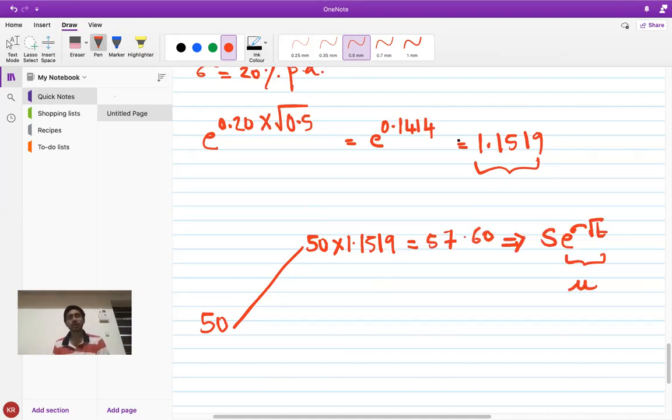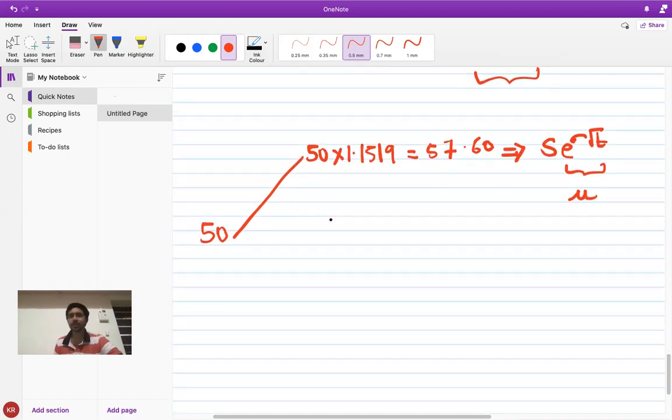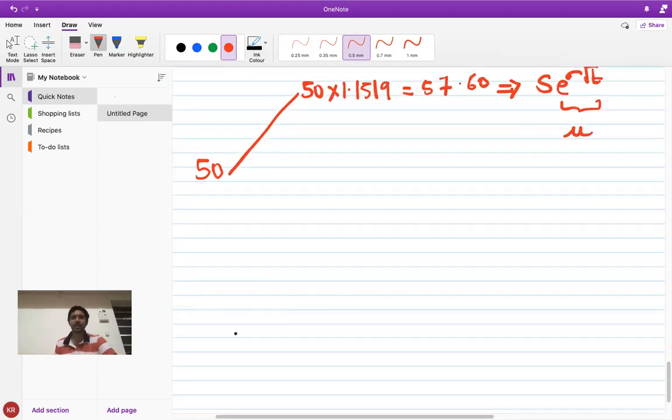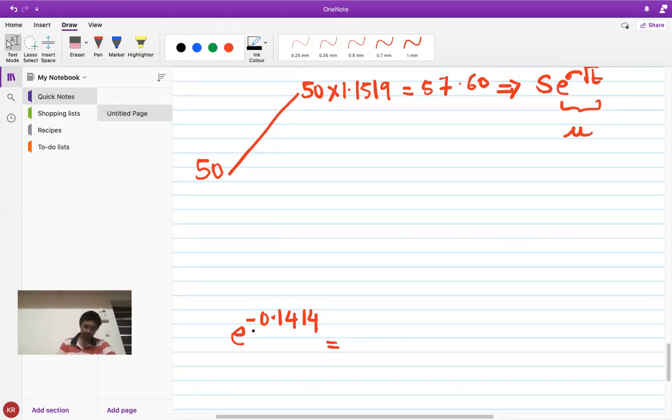Similarly, we can also have a fall in share price of 14.14%. Okay, fine, I'll do it at the bottom side. It could also be e power minus 0.1414, where I'm saying that the share price can fall by 14.14%. And if you do the e power x of minus 0.1414, the answer is basically one second.